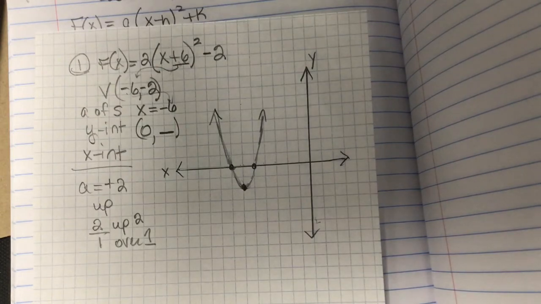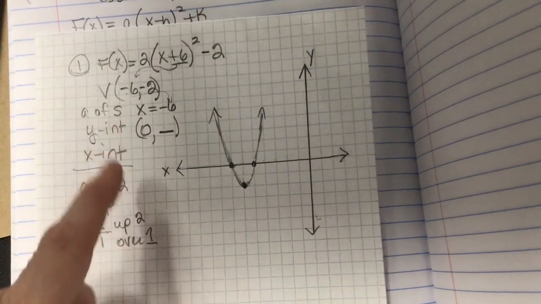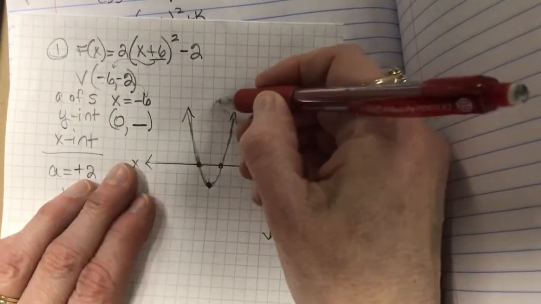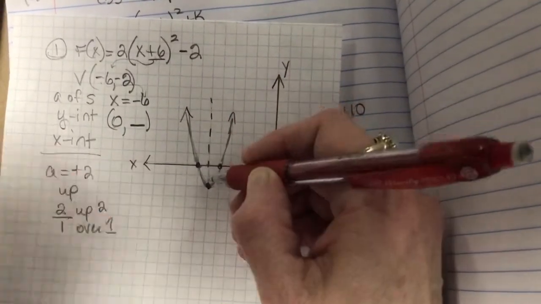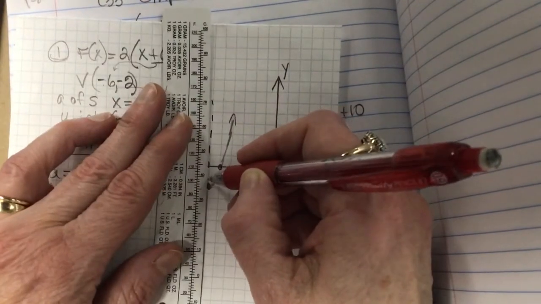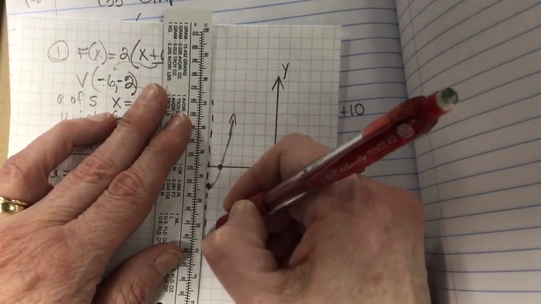So we want to know what the axis of symmetry is. If I were to fold it, I would fold it right here, and I'm going to graph it on this one. You can graph it on any ones you want to, but it's the vertical line that goes straight through your vertex.